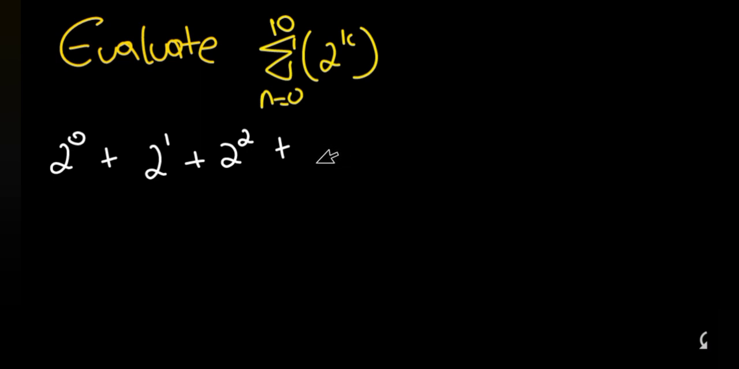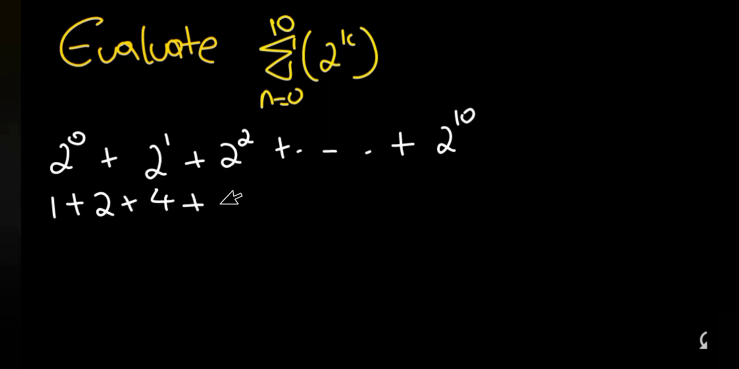So the reason we need the first 3 terms of the series is to determine what kind of series this is. Is it an arithmetic series or a geometric series? We can go all the way up to 2 to the power of 10, which is our last step. 2 to the power of 0 is 1, 2 to the power of 1 is 2, plus 2 to the power of 2, which is 4, plus all the way up to 2 to the power of 10.